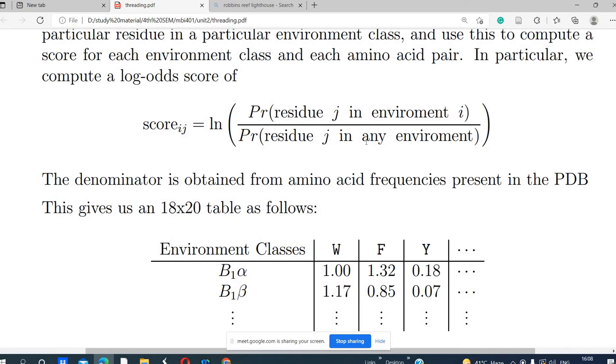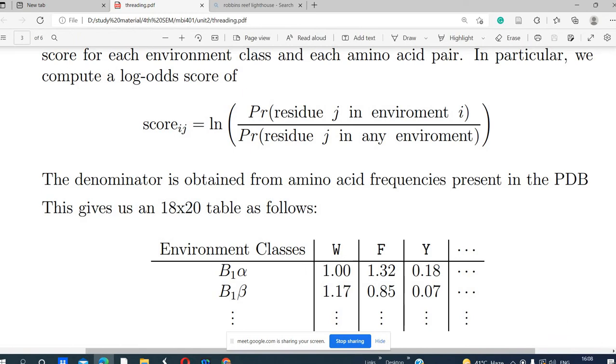So what is the propensity? We will divide the propensity of residue J in a particular environment, like buried, by the propensity of that amino acid in finding in any environment. So this is how we are going to get it.